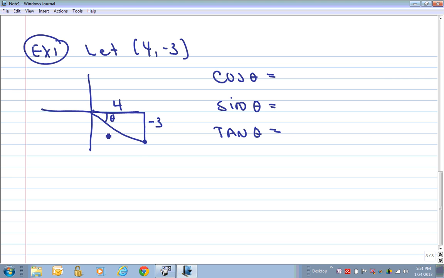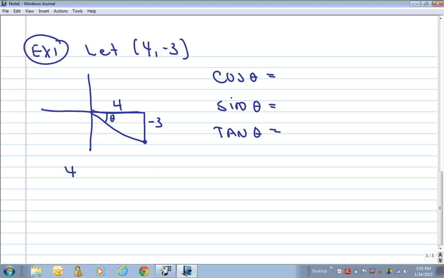I could use the Pythagorean theorem to find my radius. I don't know what that radius length is. You can't say that sine is -3 because it's not necessarily a radius of 1 in this case. Before, when it was a unit circle, the radius was always 1, and 3 would have had to be smaller than 1 in a unit circle. All right, so let's use the Pythagorean theorem.